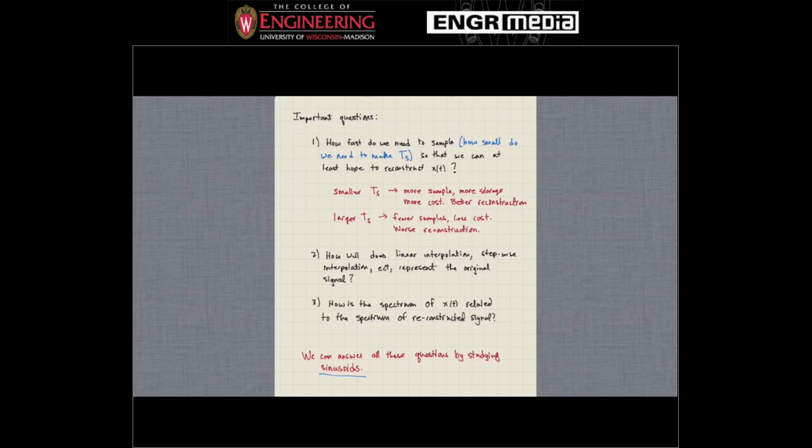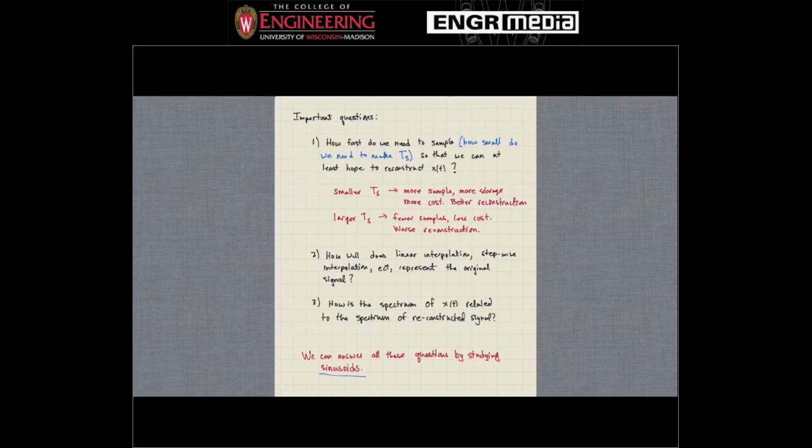You could come up with a long list of questions, but maybe a second one is, how well do these different methods of interpolation work? So linear interpolation, the stepwise interpolation, how well do they actually represent the original signal? And then the last question we'll ask is, say we take a signal X of t, it has a particular spectrum, and then we sample it using an A to D converter and reconstruct it using a D to A converter, then what is the spectrum of the reconstructed signal?